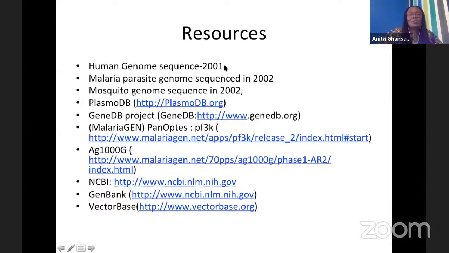Some of these resources I have listed here. We have the human genome, the parasite genome, and the mosquito genome is also available. We have PlasmoDB, GenDB, the MalariaGEN Pf3k genome, the Anopheles gambiae 1000 Genomes, NCBI, GenBank, and VectorBase. These are some of the tools that store a huge database. Yes, you may not find enough metadata to go with it, but there is a lot that we can explore together with our own sequences that we have generated.